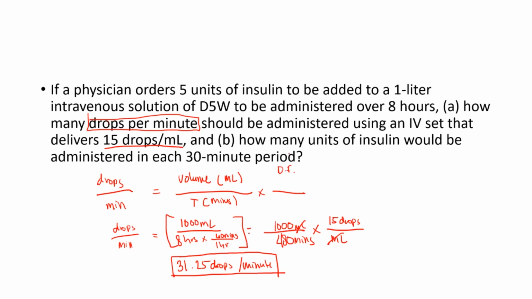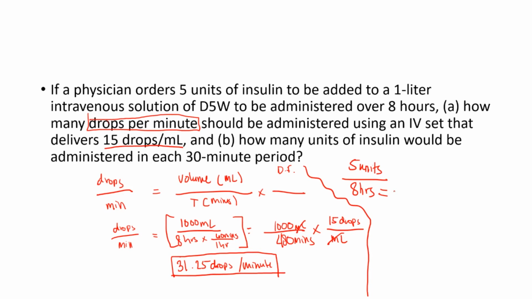Let's now compute for the answer for letter B. So the question for letter B is how many units of insulin would be administered in each 30-minute period? Okay? So, how many insulin ba talaga? Gano'ng kadami yung dinagdag? So, we actually have 5 units over 8 hours. So, for a total of 8 hours, we will be giving 5 units of insulin. Okay? Now, how many units of insulin would be administered in each 30-minute period?